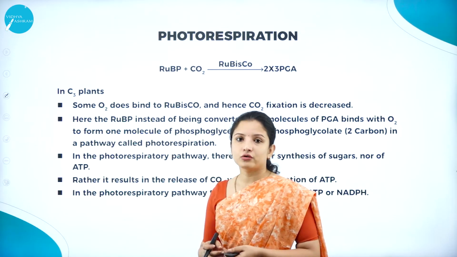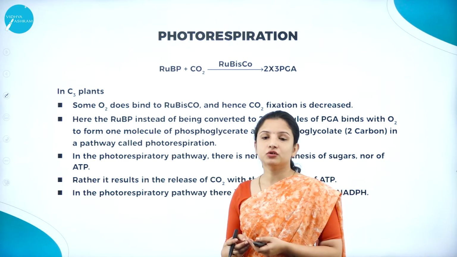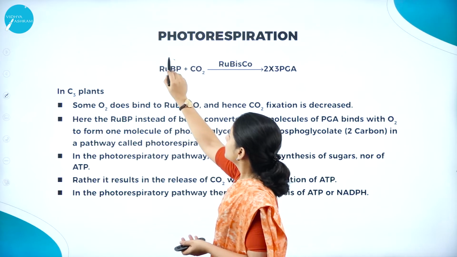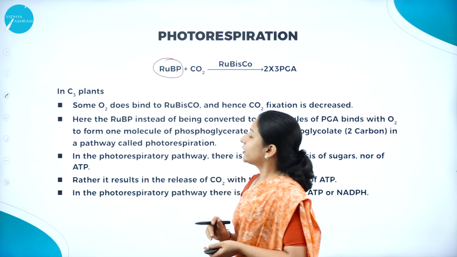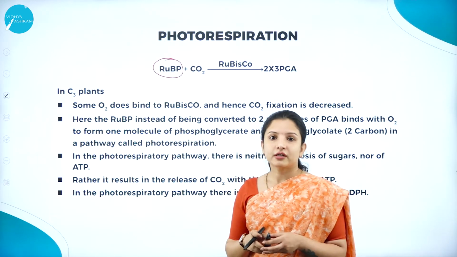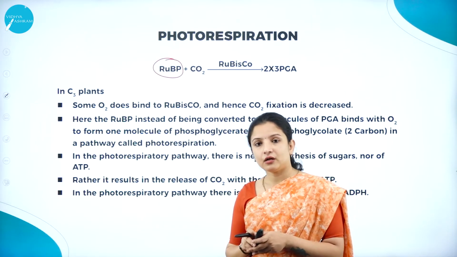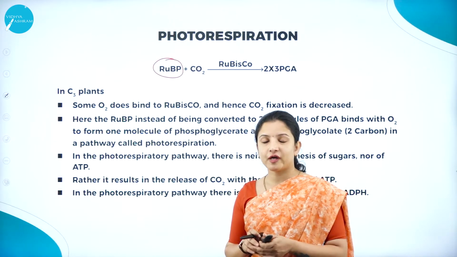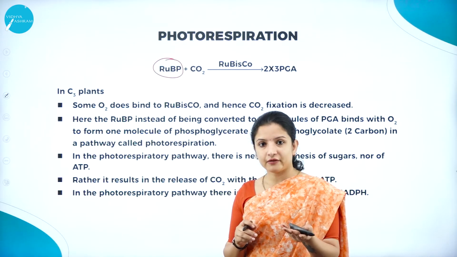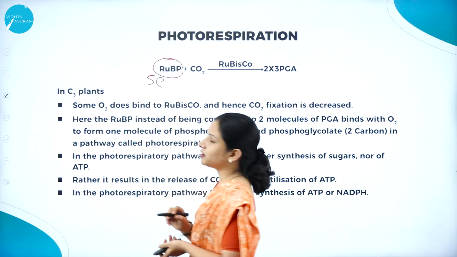So this was about the C4 pathway. Next, moving on to photorespiration. So here, light is being utilized, wherein the RuBP, that is ribulose 1,5-bisphosphate, is involved. Where did we find out about ribulose 1,5-bisphosphate? In the Calvin cycle. In the Calvin cycle, what did ribulose 1,5-bisphosphate do? It is a 5-carbon compound, right?